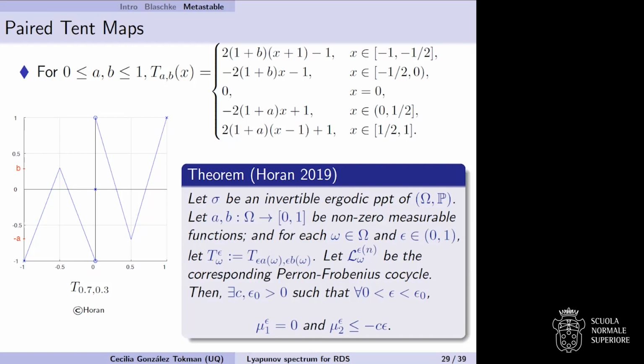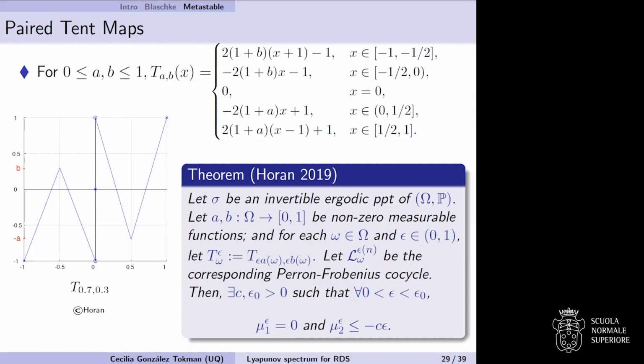And in the case of random metastable maps, A and B would depend on omega. So we will fix A and B, saying how these tips move up and down with respect to omega, and then add epsilon, which is a parameter scaling this A and B. And we're going to see what happens for epsilon small.